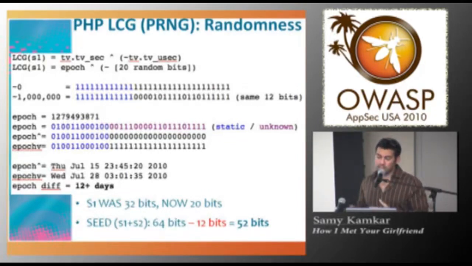So if we actually calculate this, a little bit of math, we can figure out that if we know within a 2-week period when PHP started up, all we have to guess is the other 20 bits. So we've reduced 12 bits from the total of 64 bits. So we still have 52 bits left to brute force, which is pretty tough out of the 64.